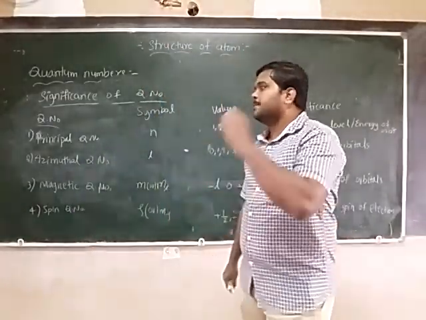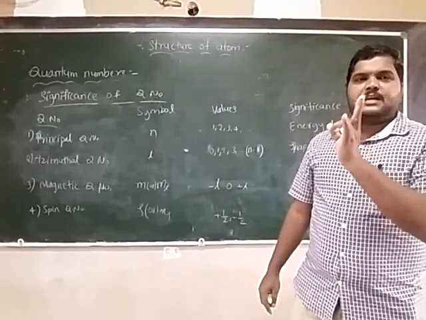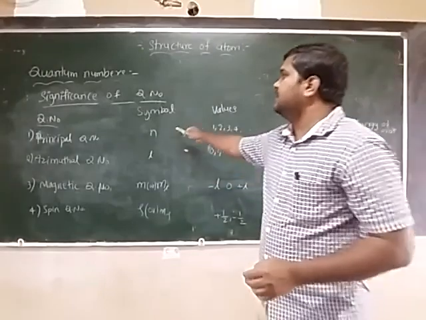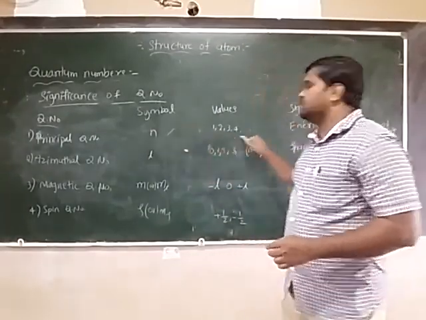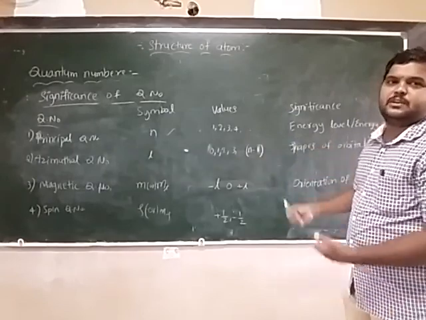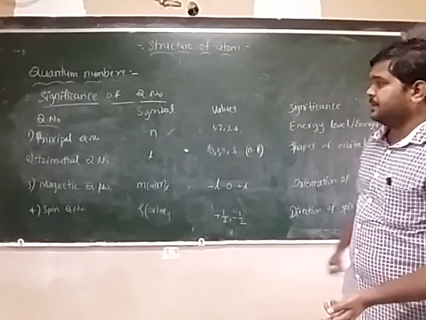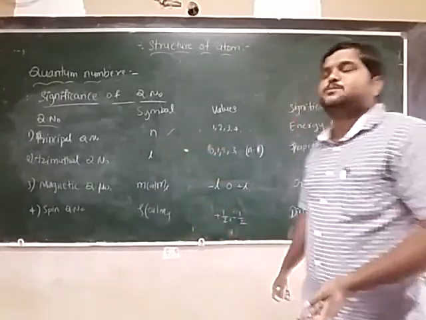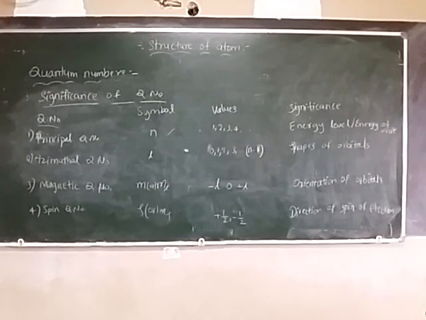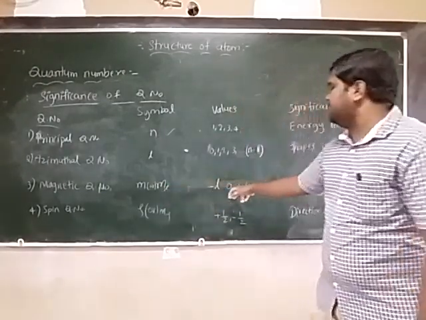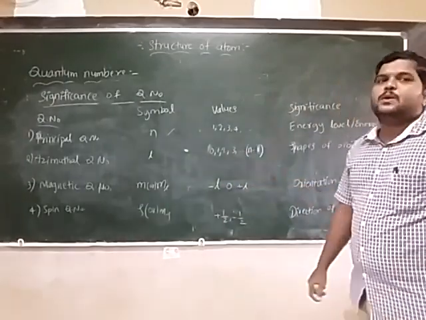Quantum numbers are 4: principal, azimuthal, magnetic and spin. The principal quantum number has symbol n, values 1, 2, 3, 4, and mainly gives information about the energy levels and energy of the orbit. Next, the azimuthal quantum number, with values 0, 1, 2, 3 up to n minus 1. Next, the magnetic quantum number, m or ml, has minus l, 0, plus l and gives information about the orientation of the orbital.